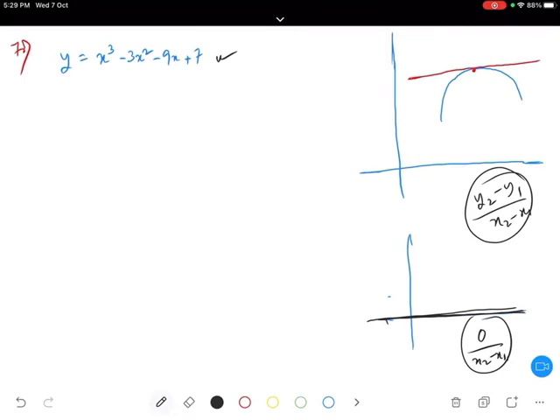Then we will discuss the next portion. So what is the slope of the tangent? Differentiating with respect to x, so what do you get? dy/dx is equal to 3x² − 6x − 9. This is our dy/dx, right?